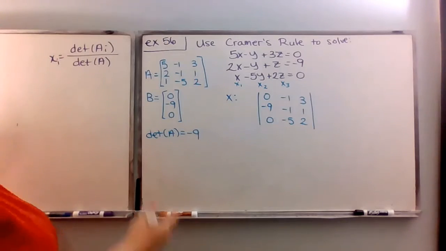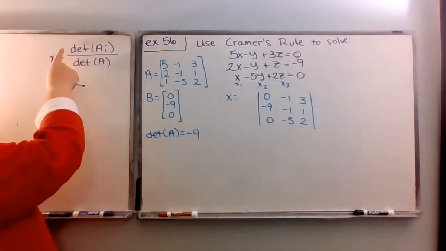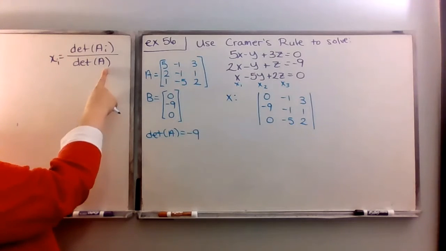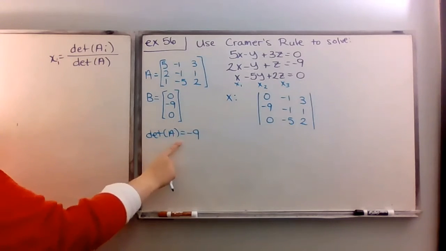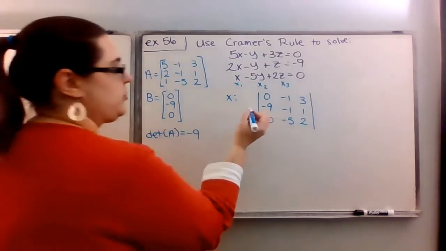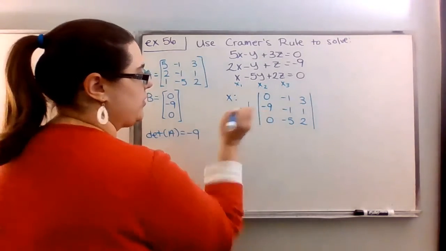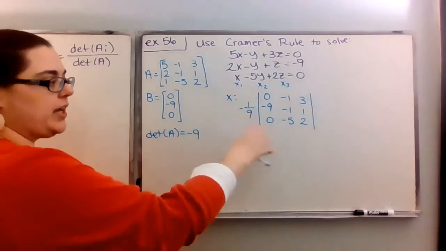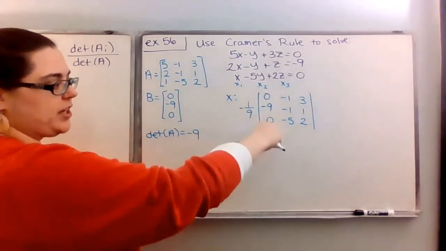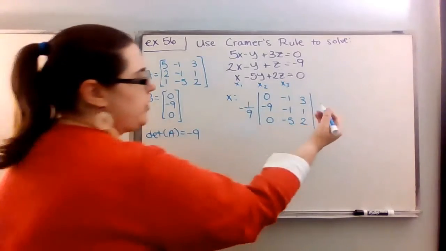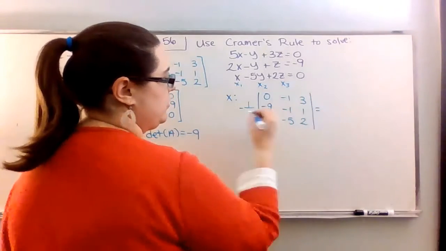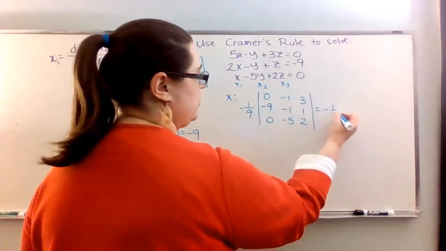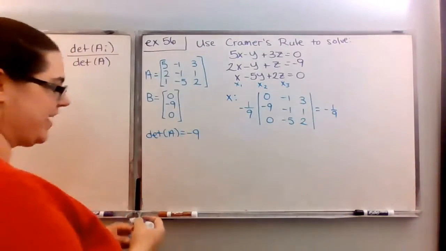For my formula, x sub i is going to equal that over the determinant of A. So the determinant of A was -9, so I'm going to multiply this by -1/9 for this problem. So again, as I mentioned, I'm going to expand along this first column here because of those zeros. So this is going to give me, bringing the -1/9 down.